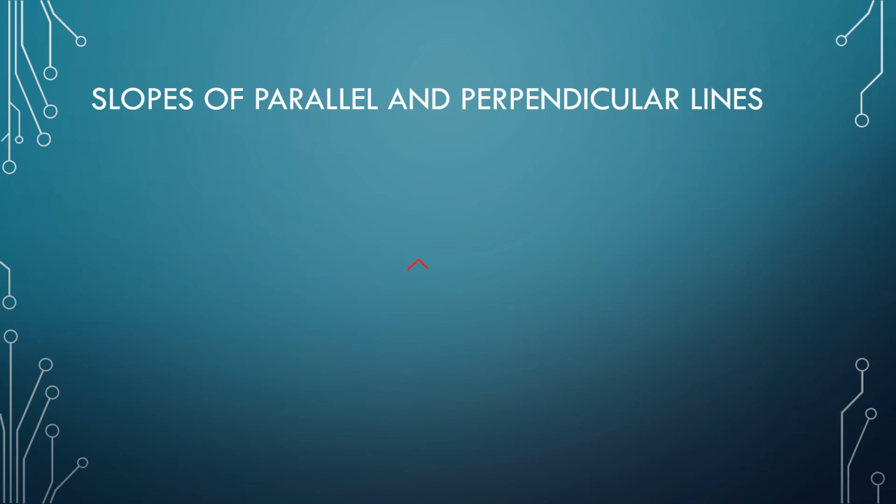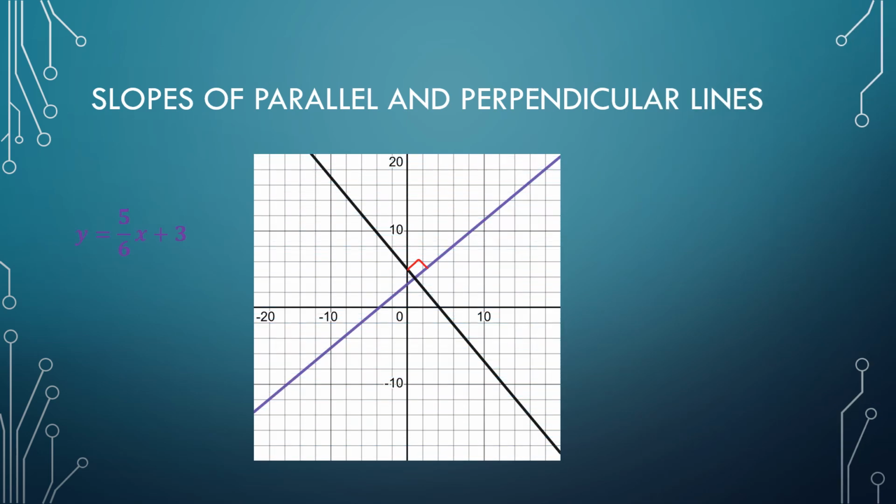Here is a graph of the equations y equals 5/6 x plus 3 and y equals negative 6/5 x plus 5. As you can see, the slopes are negative reciprocals of each other, and on the graph it shows that the two lines are perpendicular to each other, which means they meet at a 90-degree angle.